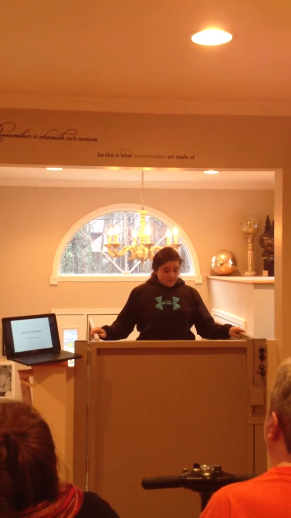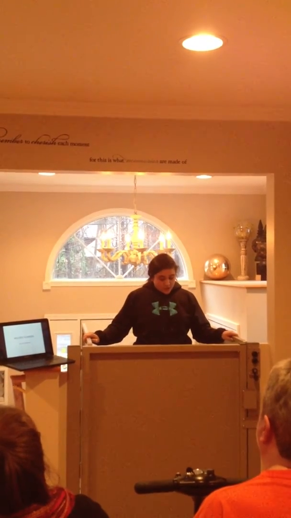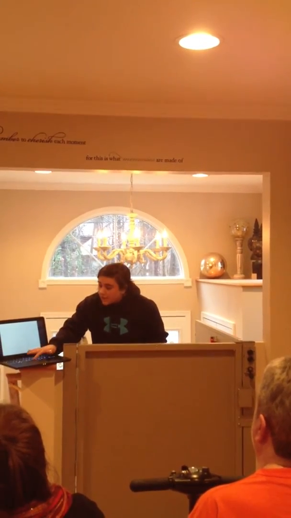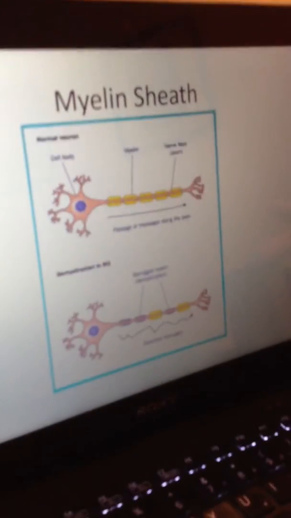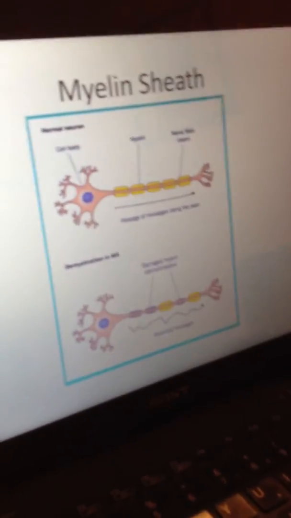The immune system attacks the myelin sheath, which is a fatty substance that surrounds and insulates the nerve fibers. To give you an exact representation of what the myelin sheath is, I prepared this PowerPoint slide for you. At the top is a neuron with myelin sheath surrounding it. The yellow part is the myelin sheath. And then the bottom one is a neuron of someone with MS.